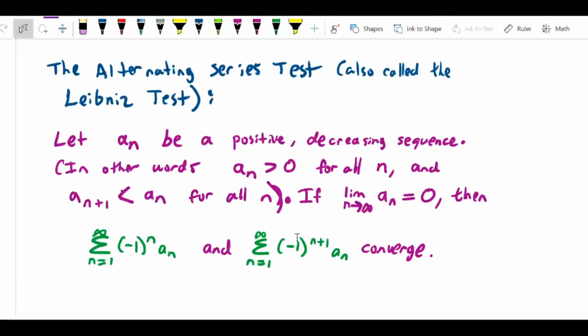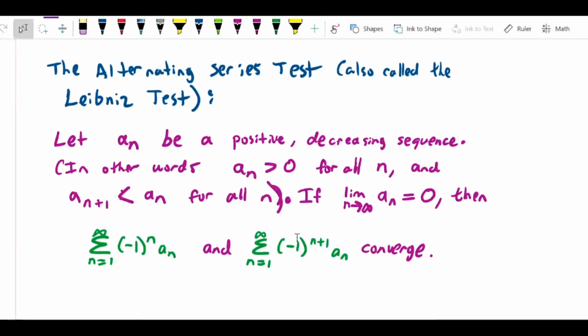So we encounter now our next convergence test, which is called the alternating series test, or the AST, and it's sometimes called the Leibniz test. This is a way of testing whether an alternating series converges. So let's let a_n be a positive decreasing sequence.